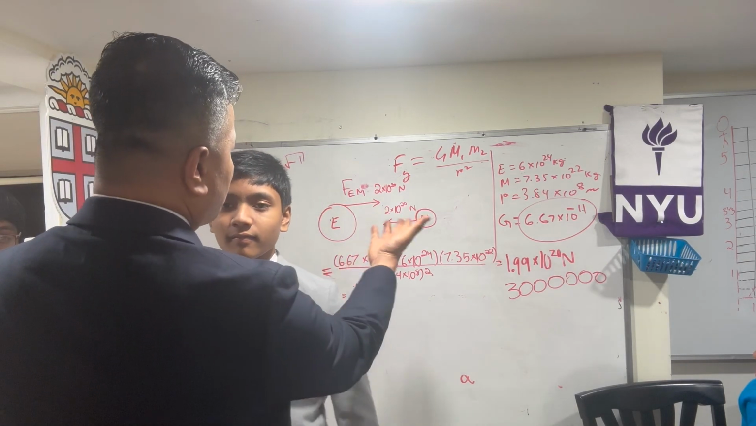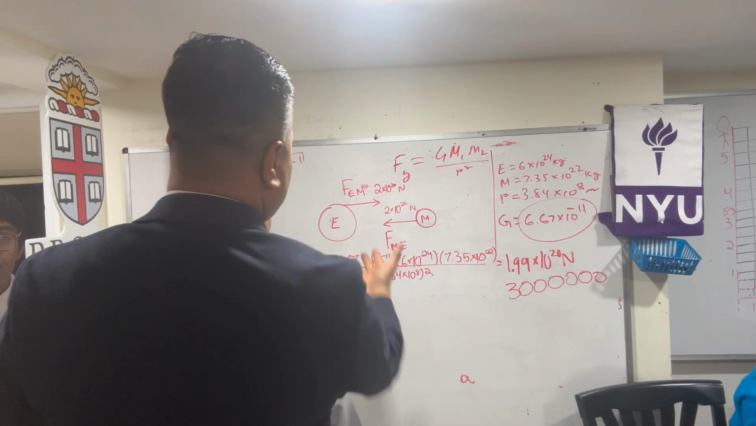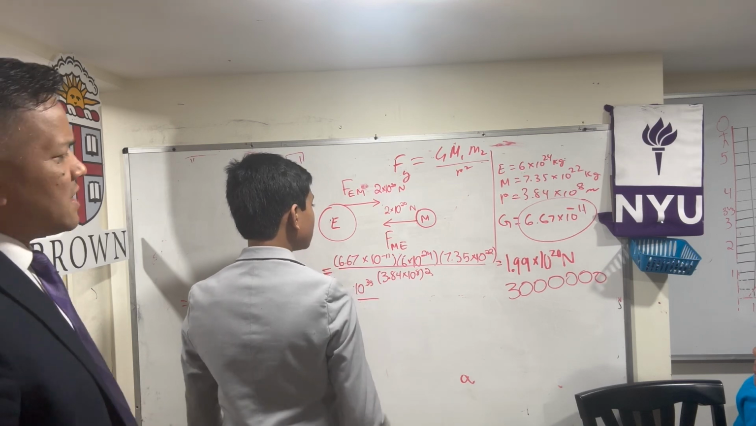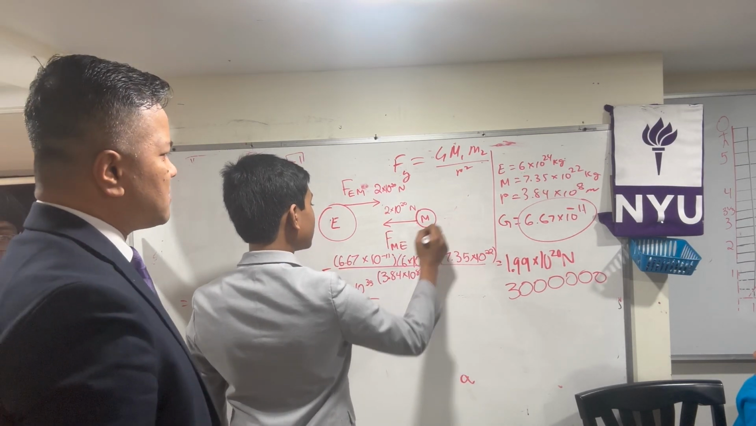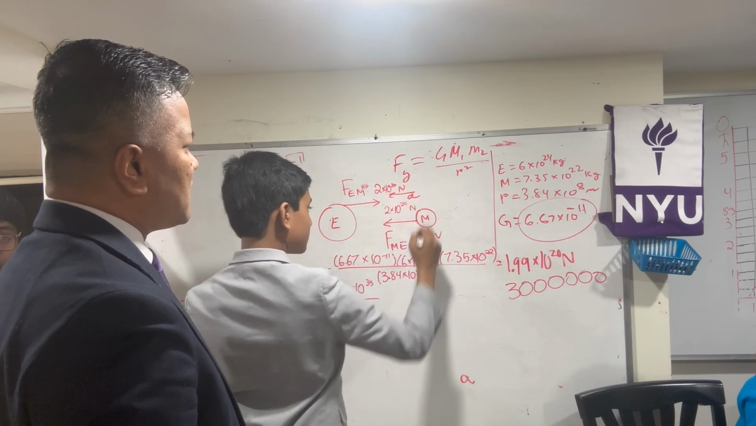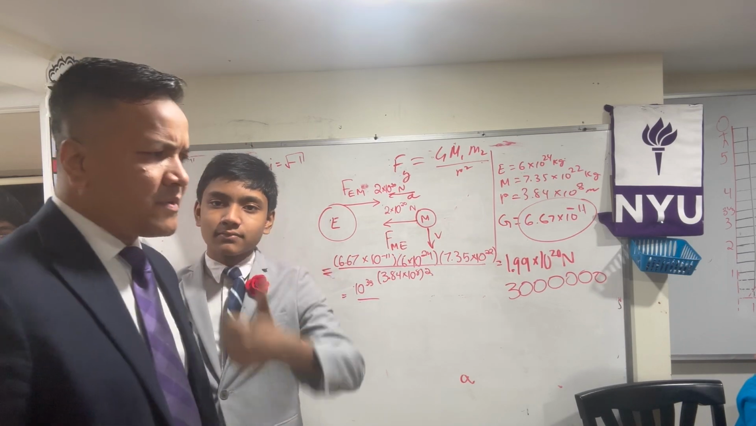All right. So can you draw the velocity vector and acceleration vector of the moon moving around the earth? The velocity vector is perpendicular this way. The acceleration vector is going this way. So it's the same as a car moving around a circle. All right. So yeah. All right.